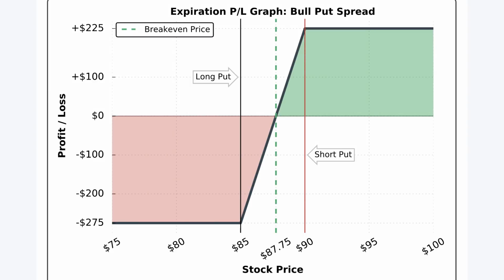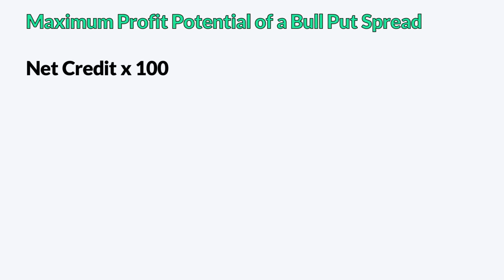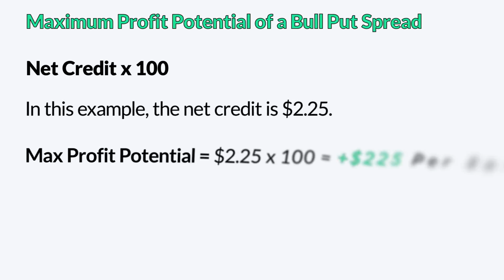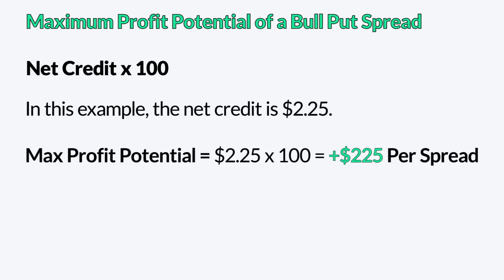Here we're looking at the profit and loss figures for this particular put spread position based on various stock prices at expiration. But where do these profit and loss figures come from? The maximum profit potential of a bull put spread position is the net credit times the option contract multiplier of 100. In this example, the net credit is $2.25, and if I multiply that by 100, which is the option contract multiplier, I get a maximum profit potential of $225.